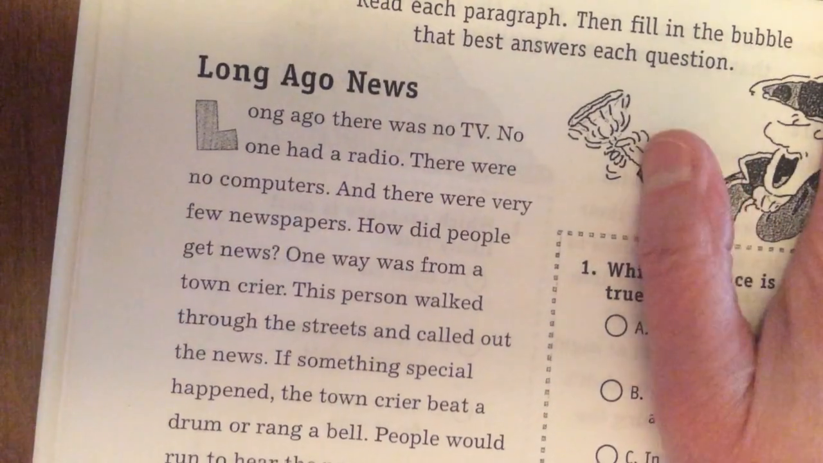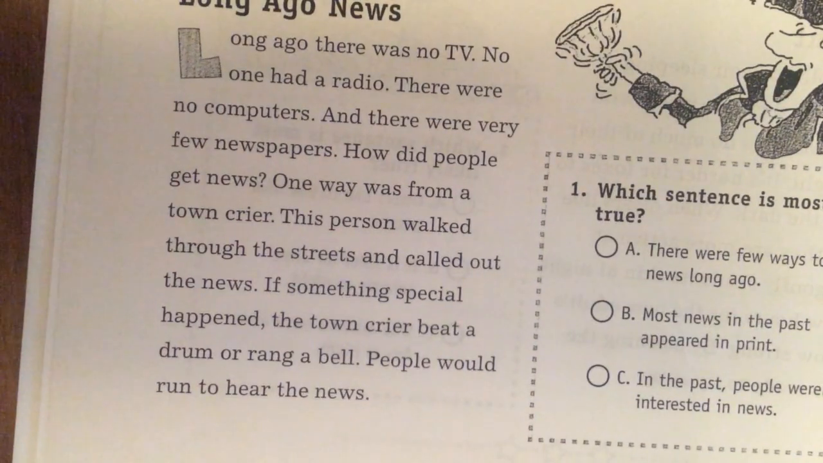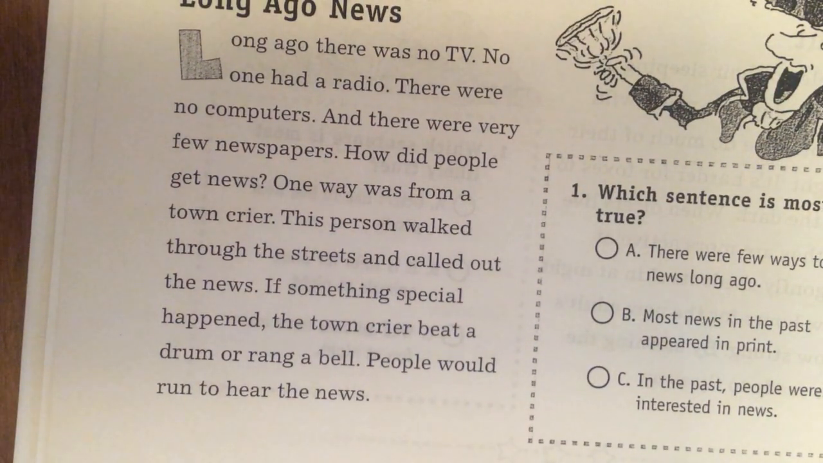All right. And the next one, long ago news. Long ago there was no TV. No one had a radio. There were no computers, and there were very few newspapers. How did people get news? One way was from a town crier. This person walked through the streets and called out the news. If something special happened, the town crier beat a drum or rang a bell. People would run to hear the news.